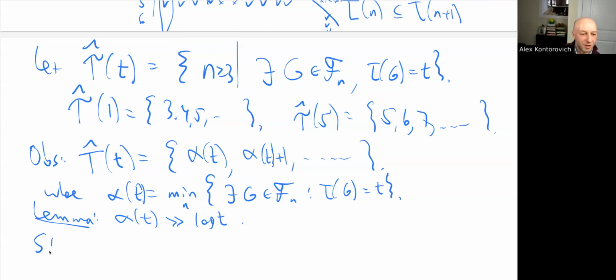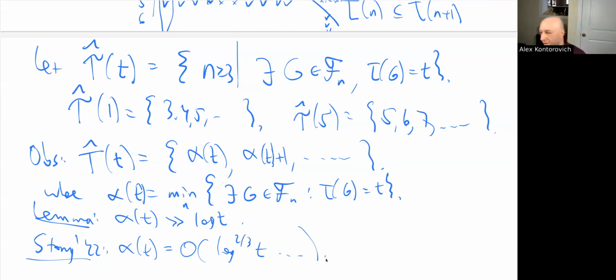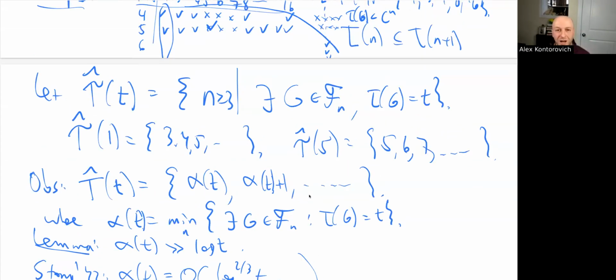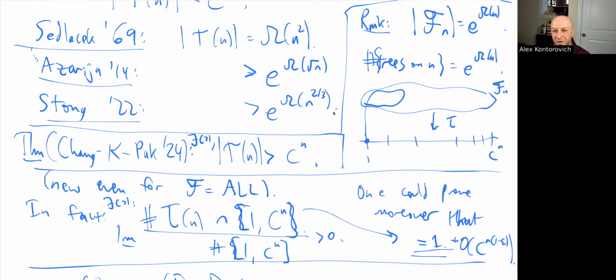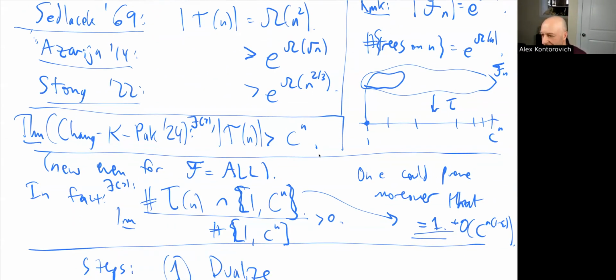This is where Stong's theorem, again from '22, says that there exists a graph. What you have to do to prove this theorem is construct some graph on n vertices with exactly t as the number of spanning trees. And Stong did this with big O of log to the 2/3, with log factors that I'm suppressing, maybe over log t, something like that. And it's this that corresponds, when you dualize, to the theorem I claimed here for Stone. This is the n to the 2/3 exponential growth rate.